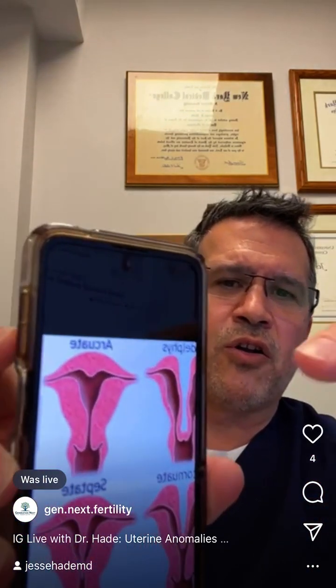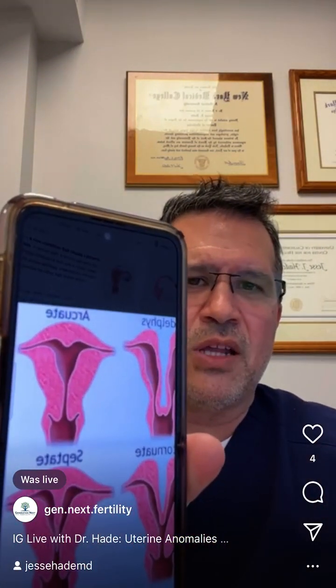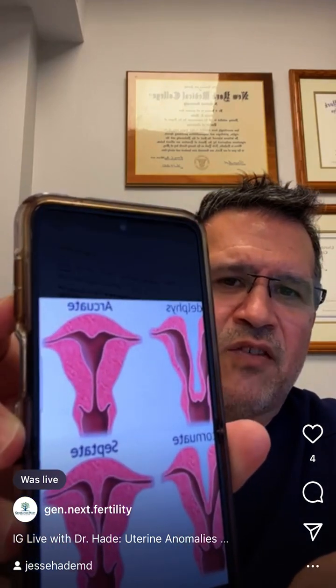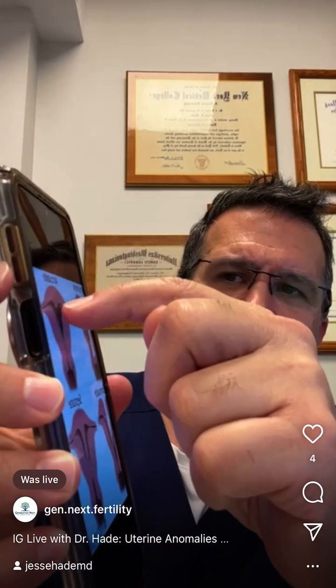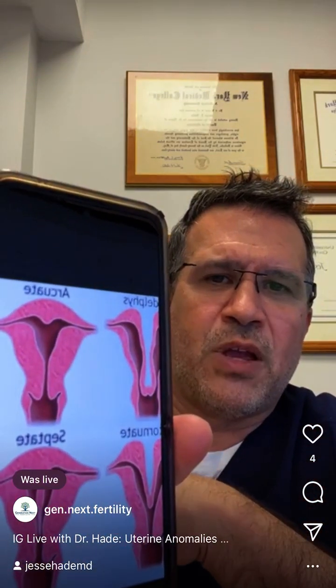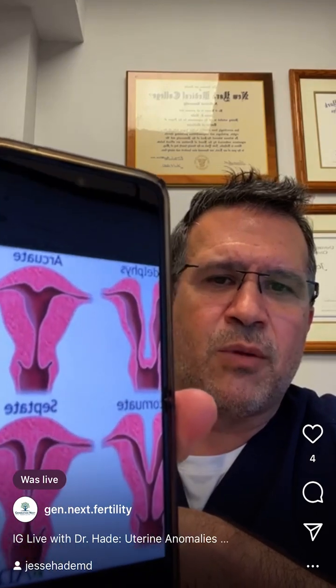The most common is what's called arcuate, which is really a variation of normal, and there's nothing to do for these types of cavities, but you can see starting to have these little septa starting to form, and you don't usually resect or do anything for an arcuate uterus, and it doesn't cause complications.